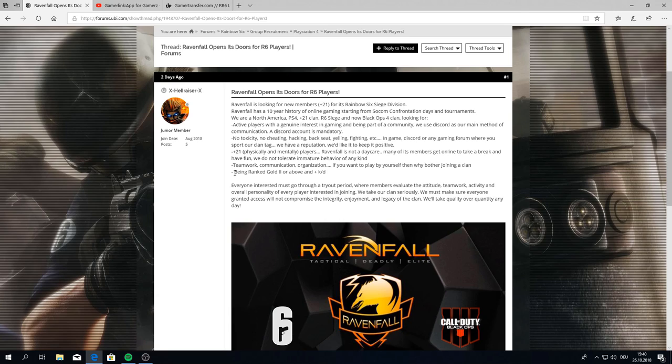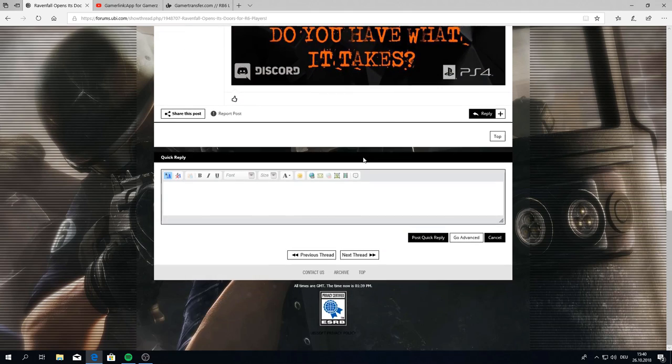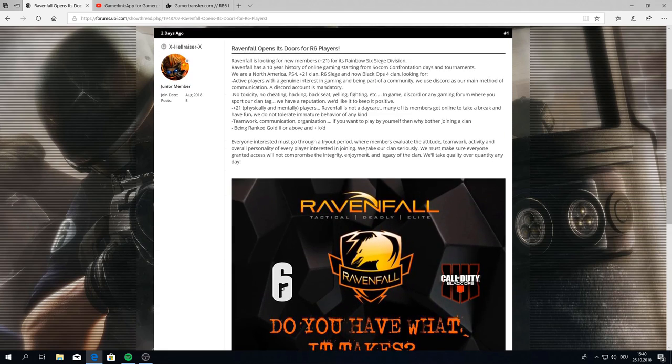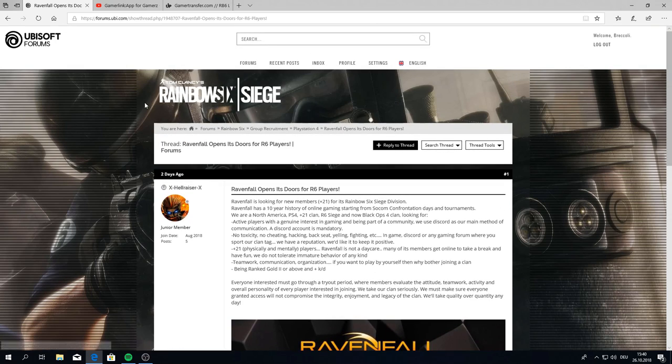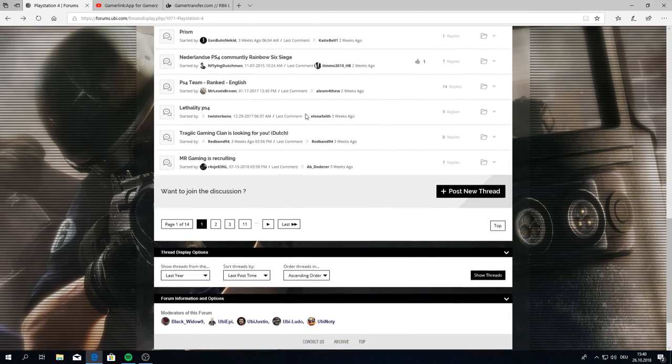Here, this is probably the most important part. If you want to join a clan, they will have their rank requirements, KD, whatever. I don't find KD that important, but some people do. So being ranked gold 2 or above and a plus KD. You might even get in if you're a gold 4 or something. You just have to ask them. I bet they're nice dudes. I'm not saying you have to go to them, just look around, guys. There's so many, look how many there are.